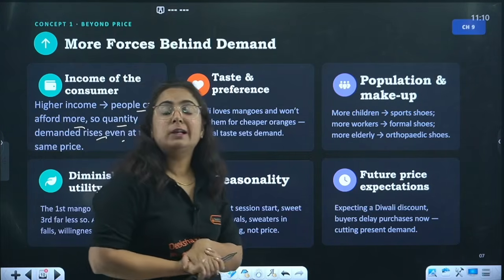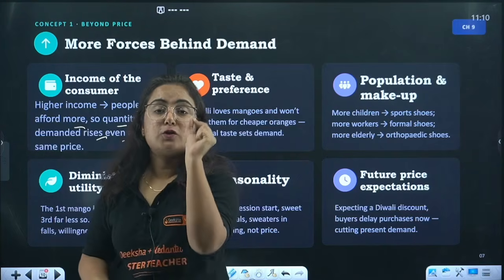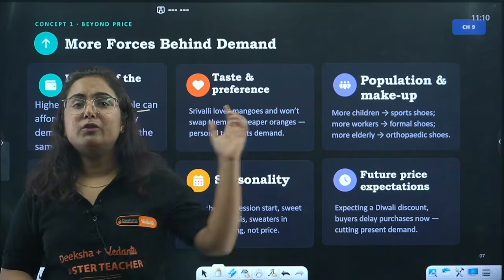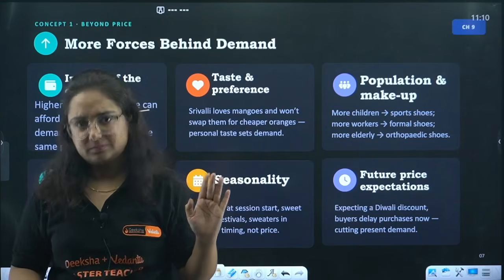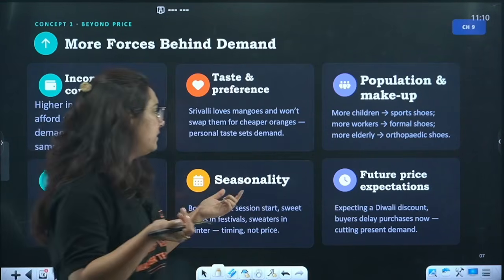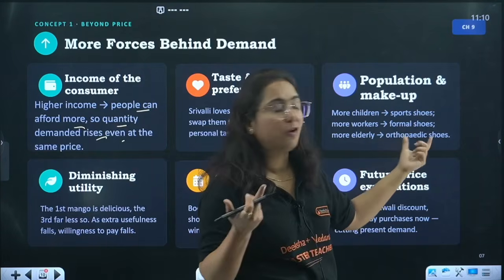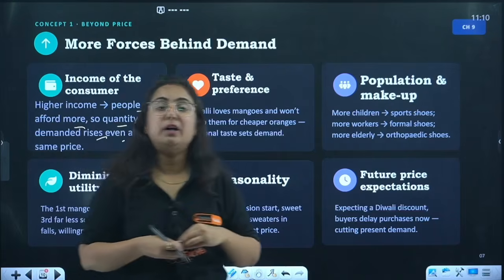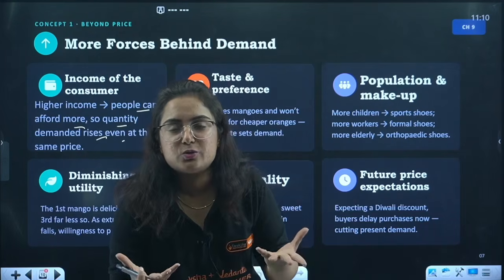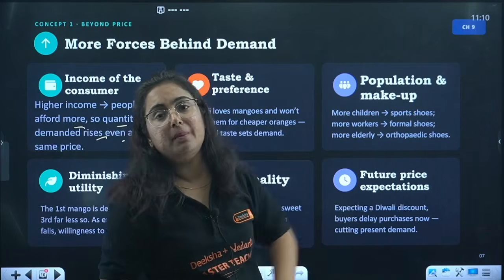When we talk about the demand for shoes, you will see that there is high demand for school shoes when children are around the ages of to 16, because they are school-going kids, right? More children, sports shoes. More workers, the demand for formal shoes. More elderly people, they will demand the most comfortable shoes. This is what happens, right?